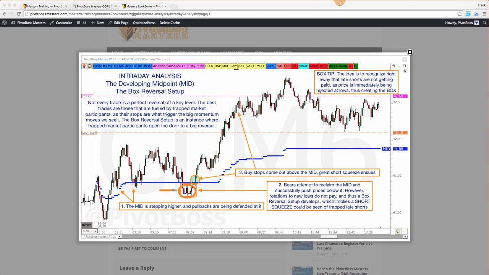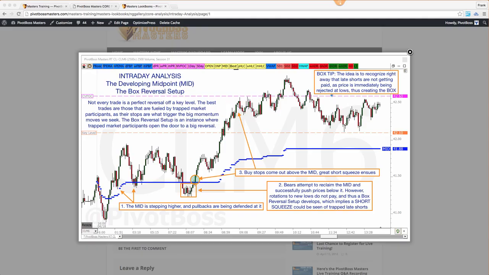And these box traders right there are basically a bunch of sellers that were trying to get price and offered below the midpoint and keep it in a downward price discovery phase. Well, when those late sellers become trapped, the buy stops come out above the mid, and then you see a big move come out in the original direction. So again, the box can be very, very important here.